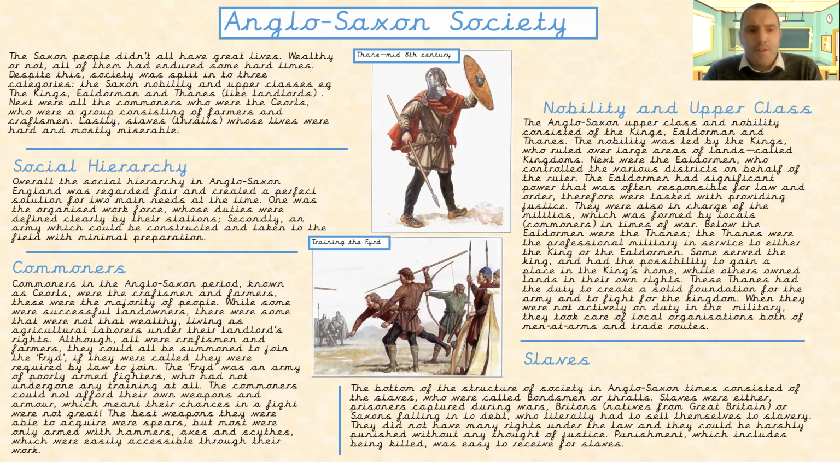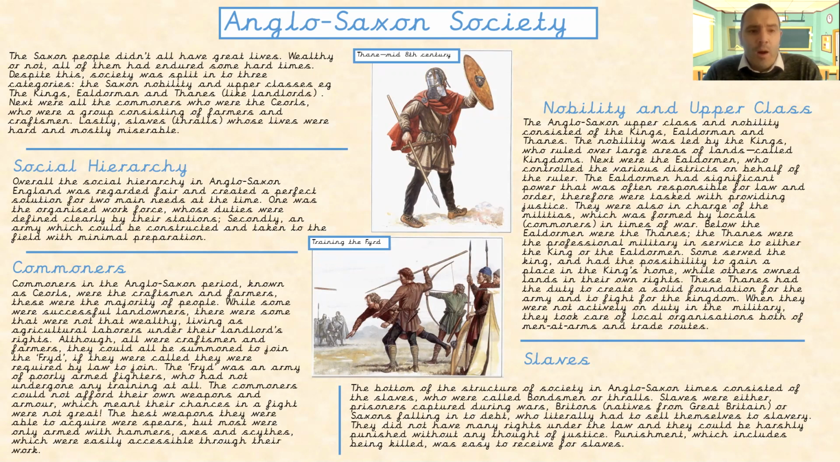We'll look at commoners. So commoners in the Anglo-Saxon period were known as ceorls. They were the craftsmen and the farmers. These were the majority of people. While some were successful landowners, there were some that were not that wealthy, living as agricultural labourers under their landlord's rights. Although all were craftsmen and farmers, they could all be summoned to join the Fyrd if they were called upon. They were required by law to join.